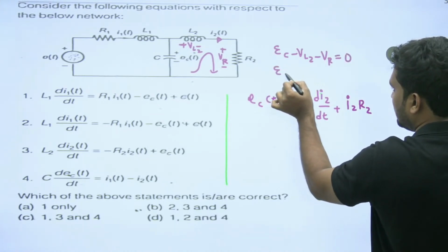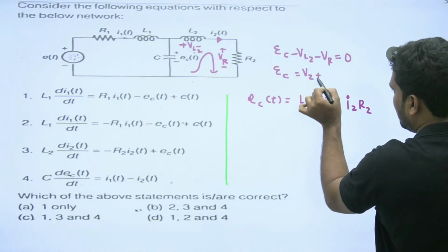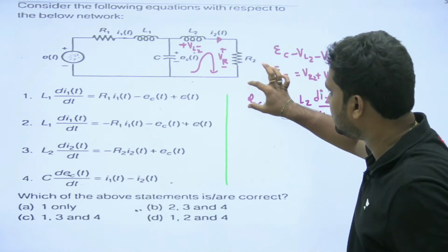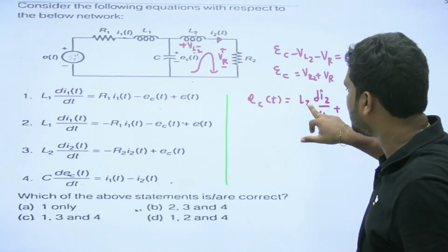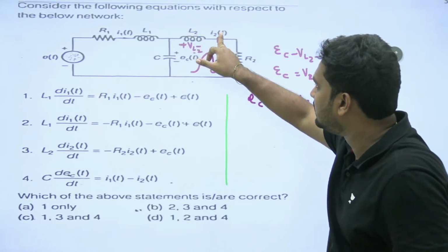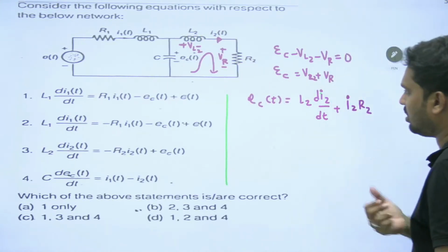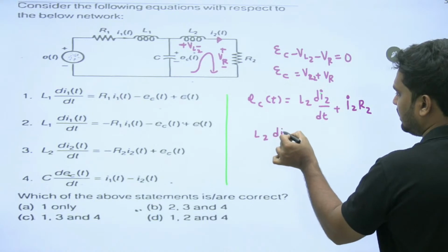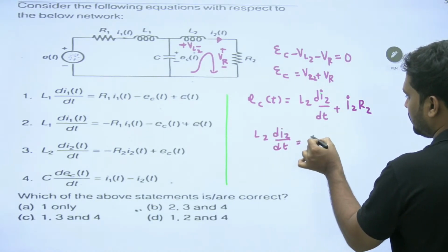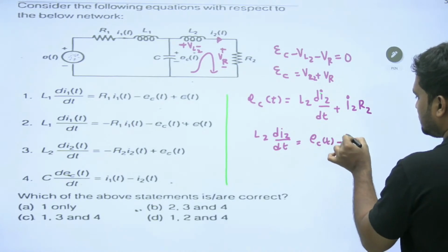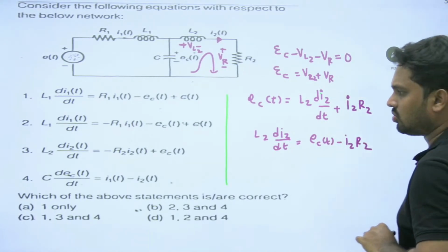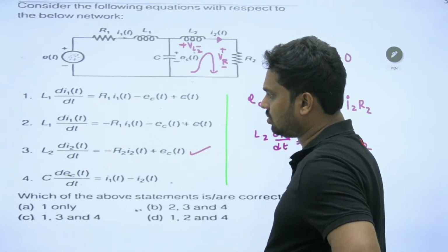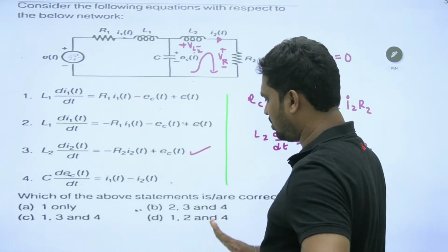So, what is your EC? VL2 plus VR, where EC is equal to VL2. What is VL2? L into dI2 by dt plus I2 into R, Ohm's law. So this is one equation. So send this other side. What is your L2 dI2 by dt? EC of t minus I2 R2. So minus I2 R2 plus EC of t, right answer. Okay, so this third option is right.